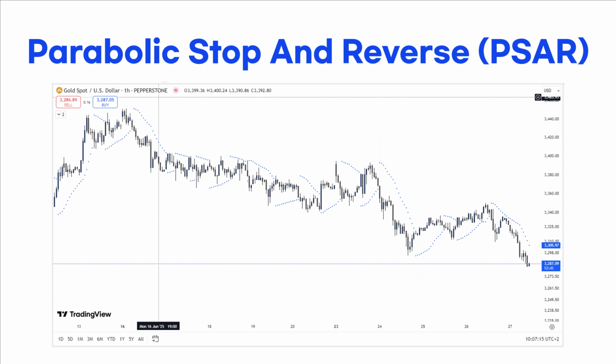The PSAR indicator is overlaid onto a chart and appears as a series of dots either above or below an asset's price, depending on the direction that the price is moving in. A dot is placed below the price when it's trending upward and above when the price is trending downward instead.